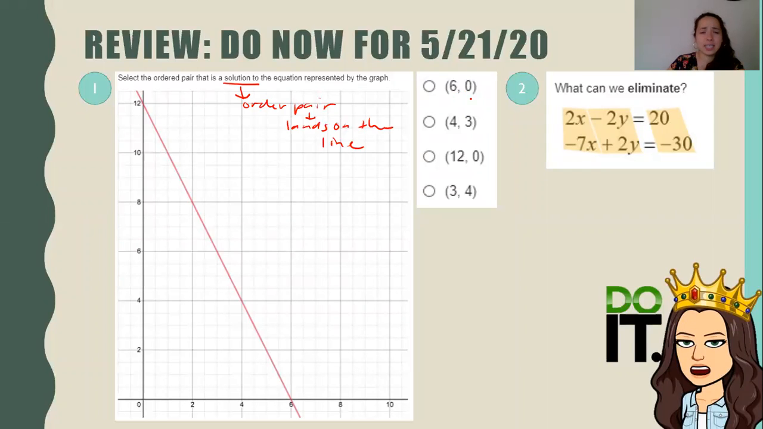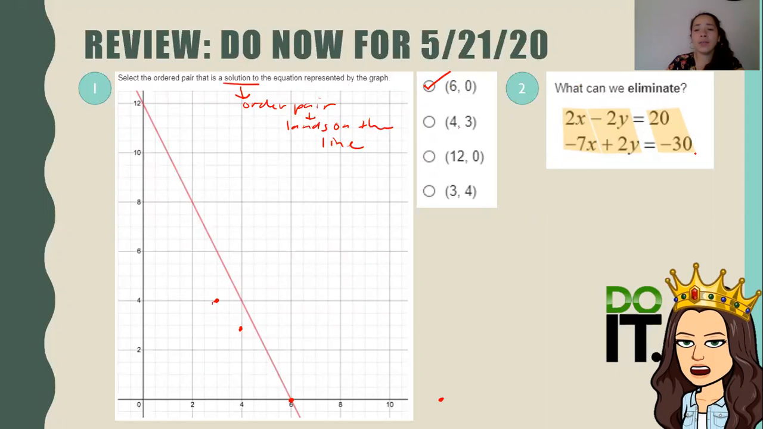So we look at 6, 0. So I go 6 first, right? Because that's my x. So 6, 0. And that one does. So right away, I can assume that that's probably my answer, but I'm still going to double check. 4, 3. I go 4. And then 3, which is right there. No, that's not it. I go 12, 0, which is somewhere here. That's not it. And then 3, 4. So I go 3 and then 4. And that's also not, so I can be sure that my answer is 6, 0.